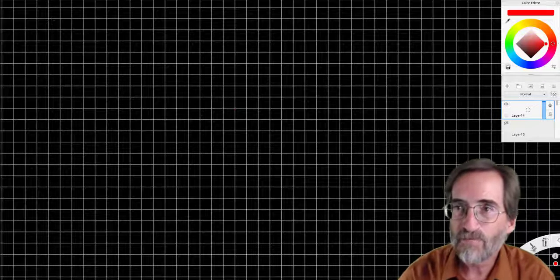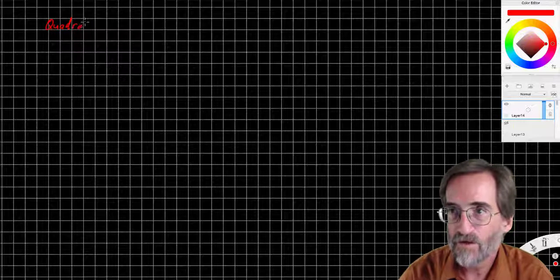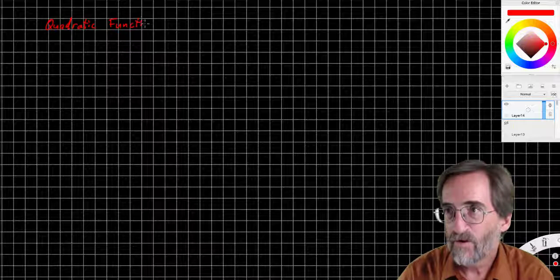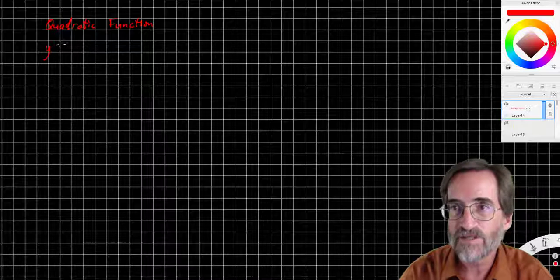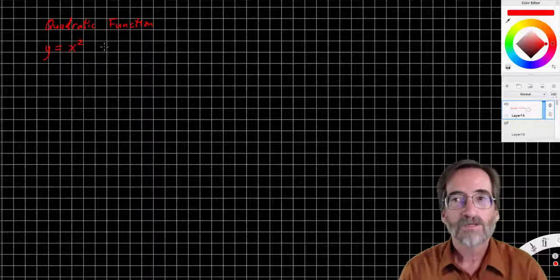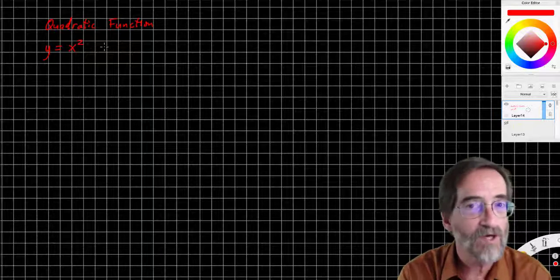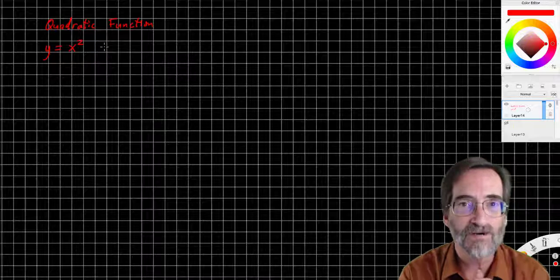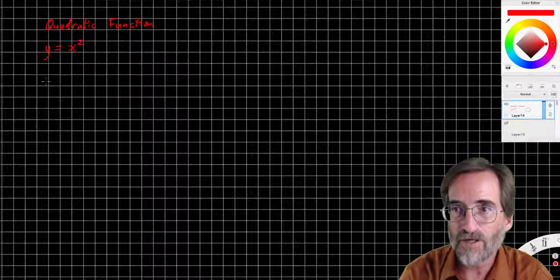So we're graphing something called a quadratic equation, a quadratic function. Quadratic functions are a whole class of functions built on this basic foundation, y equals x squared. So y equals x squared means take every input value x and multiply it by itself. Let's create a table here to generate what I'm talking about.